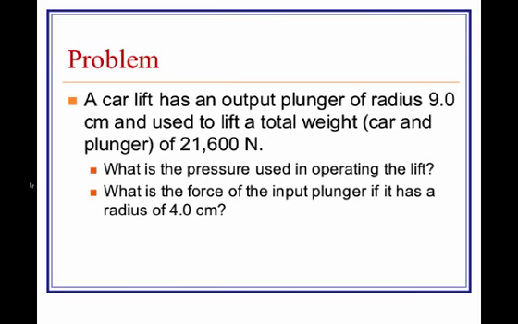Here's a problem using the car lift example. The car lift has an output plunger with a radius of 9.0 centimeters and used to lift a total weight, that's the car and the plunger, of 21,600 newtons. What is the pressure used in operating the lift? And what is the force of the input plunger if it has a radius of 4 centimeters?